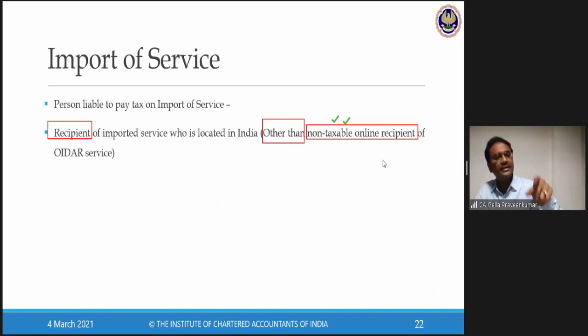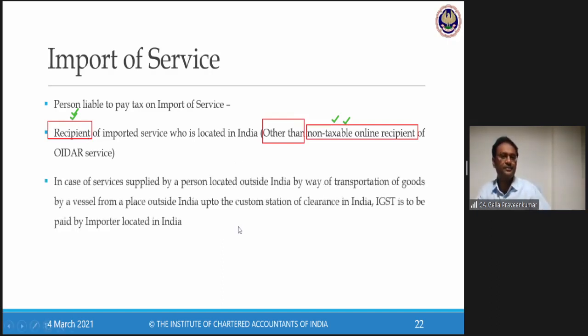In case that service is received by a recipient who is registered under GST law, that registered person shall pay tax on RCM basis, right? Next. In case of services supplied by a person located outside India, Bharat, you answer your question. In case of services supplied by a person who is located outside India, by way of, sorry, this is another point. This is in relation to transportation of goods by road, by vessel.